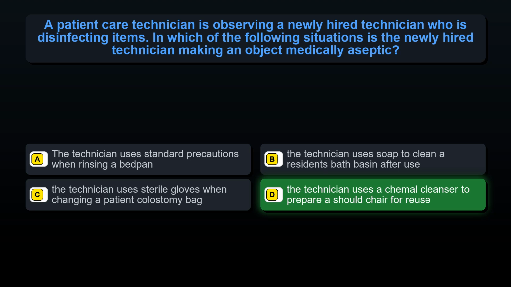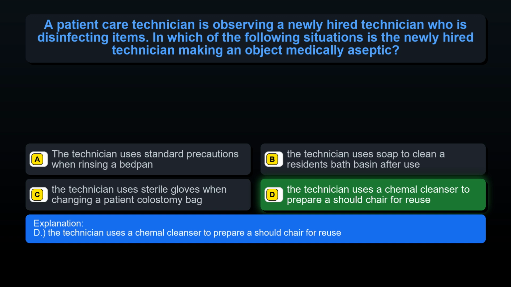The correct answer is option D. The technician uses a chemical cleanser to prepare a shower chair for reuse.